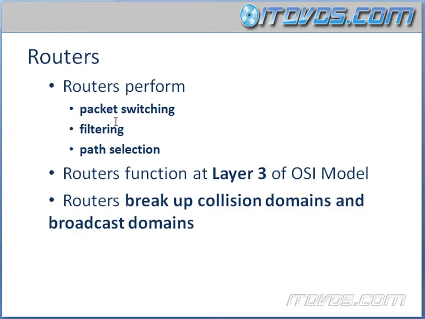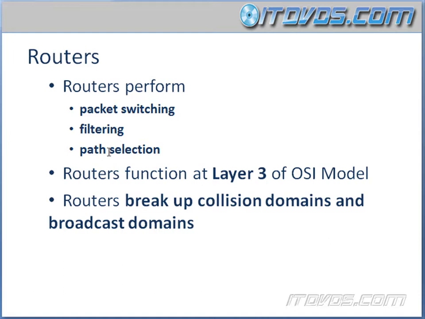Now let's talk about routers. Routers perform packet switching, filtering, and path selection. So routers will actually move packets of information from one network to another network. We can filter information going through the router by IP address. So we can say, yes, this information can be forwarded on, or no, this information cannot be forwarded on.